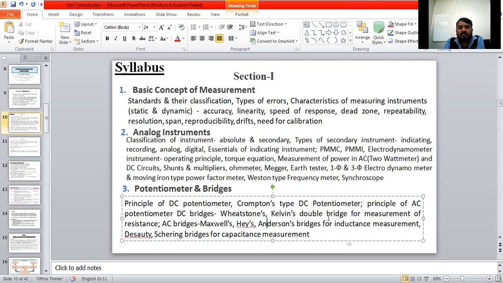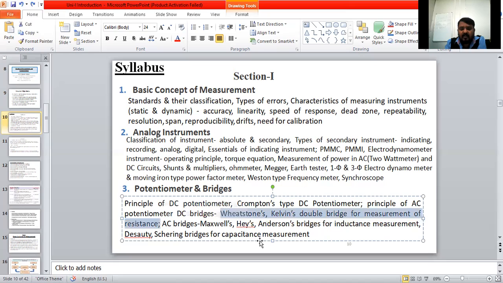The Kelvin double bridge: even a small connector has some resistance. So to measure very small resistance, Kelvin derived one bridge circuit, and the name came Kelvin double bridge. For low resistance measurement we use the Kelvin double bridge, and for medium to high we use the Wheatstone bridge. So these two bridges we are going to use for the measurement of resistance.